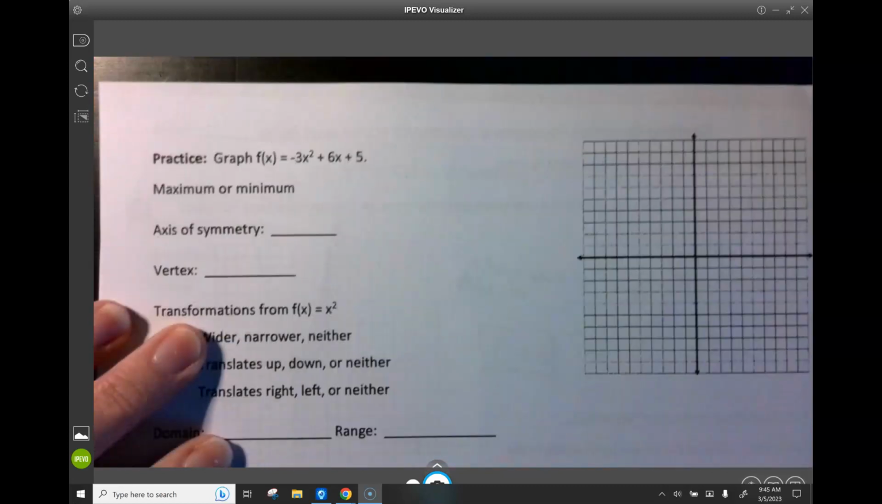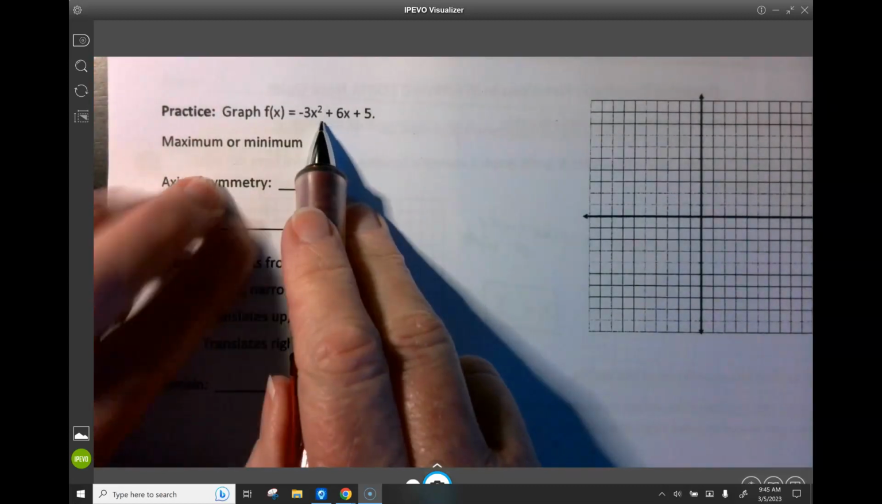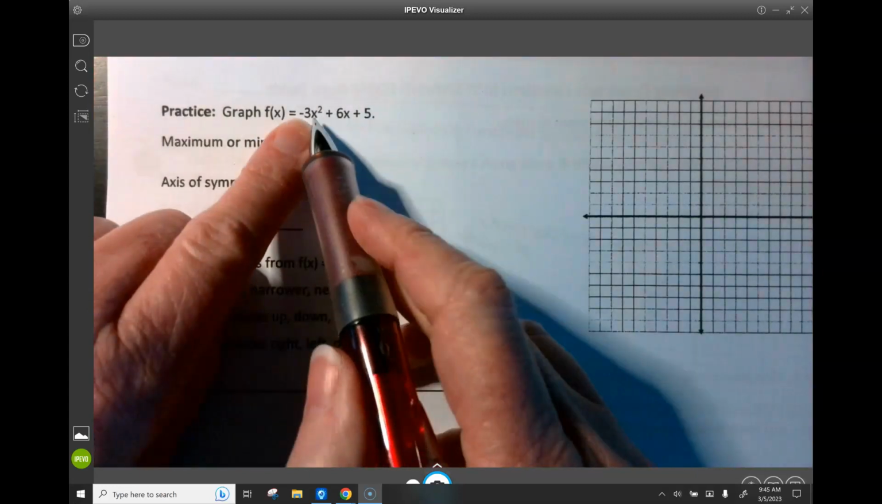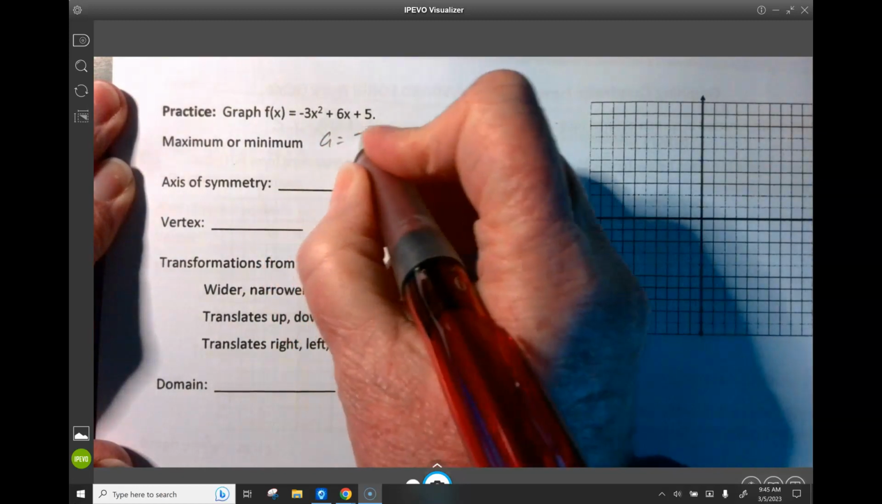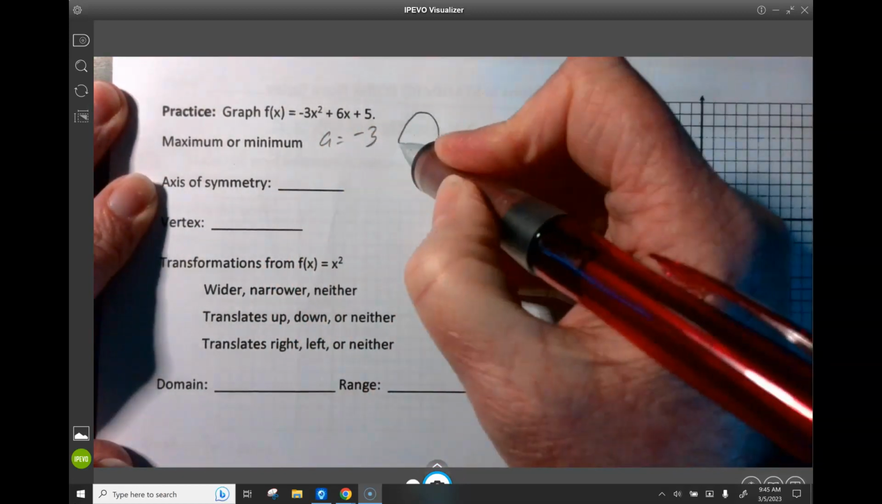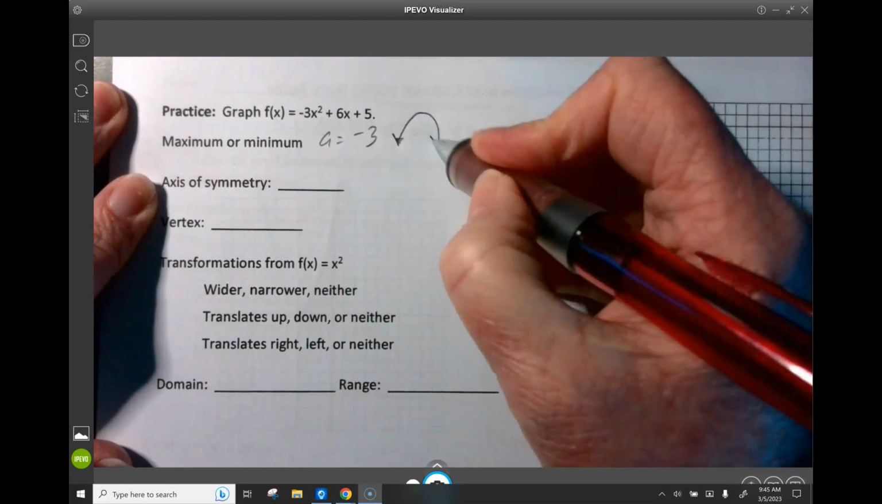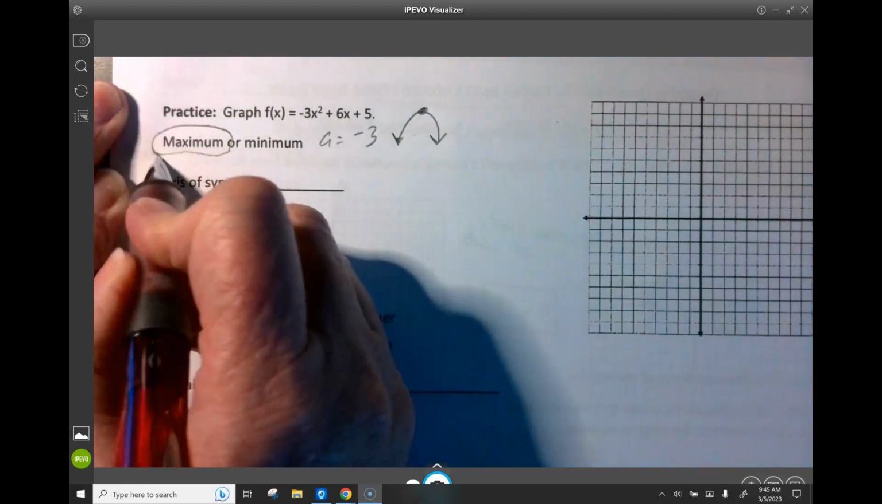And sometimes this note does it in a different order. It says find out if it's a max or a min. So what I do is I look at this and I'm going, okay, A is equal to -3. And also that means that it's going to open down. And I just do a little sketch. I'm like, oh, okay, that's opening down. So where's my vertex? It's my highest point. So that means this is a maximum.